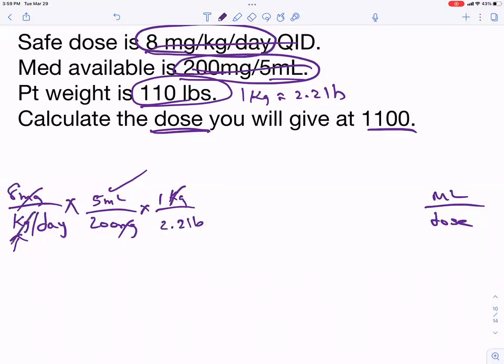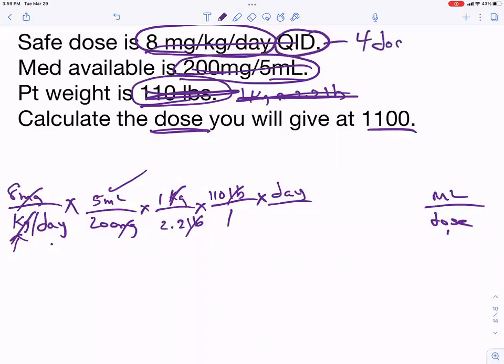That gets rid of my kilograms. Now I have to get rid of pounds. I'm going to use the 110 pounds. Put that over 1. Got rid of that, got rid of that. So now I got the word day and I need the word dose. Well, every day the patient gets what? 4 doses. QID, 4 doses.